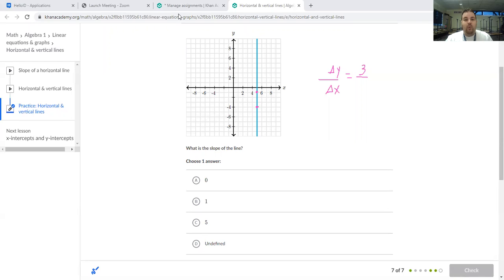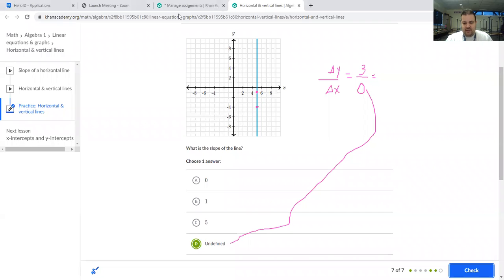To go from one point to another, you don't go to the left or the right, you're just going up and down. So there is no change in x. The change in x is 0. You cannot divide by 0. It is impossible to divide by 0. Therefore, our answer is this one down here on the bottom.